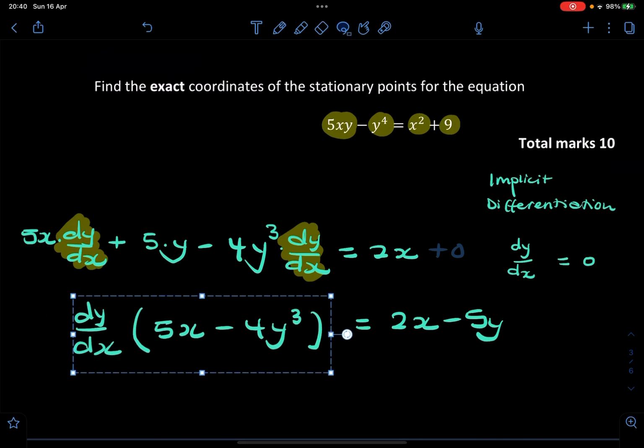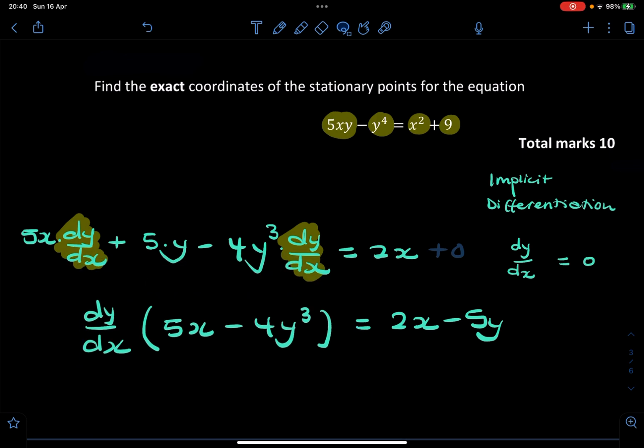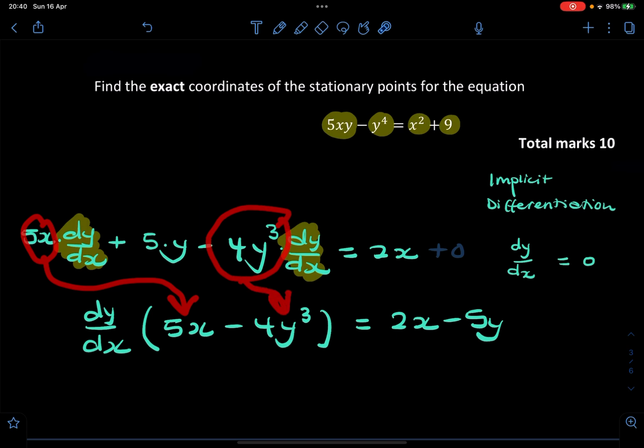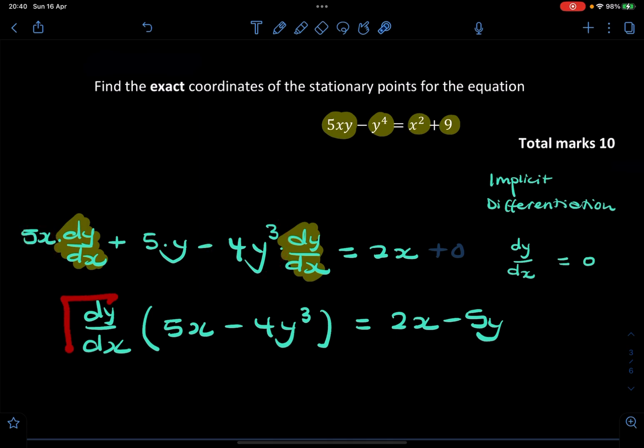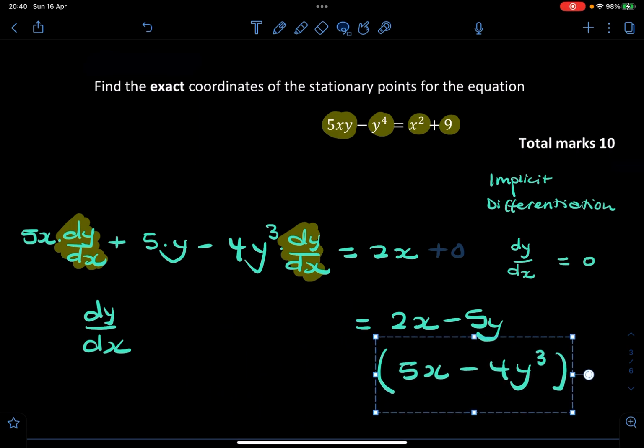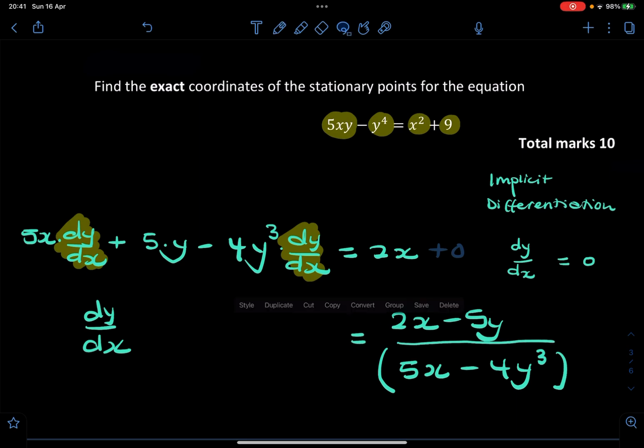Okay, so what I did is I took this as a common factor. So that 5x is that, and that 4y cubed is there. Now, because we want dy by dx, we can divide both sides by that. So that then we can put there, and there we have dy by dx.